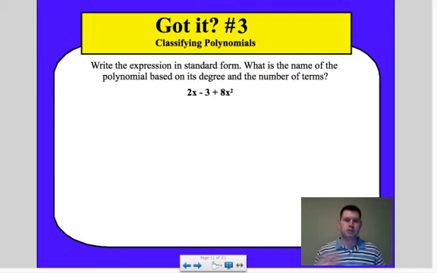Okay, so got it, number 3. Go ahead and put this in standard form, highest to lowest degree, and then name it by degree first and then number of terms last.